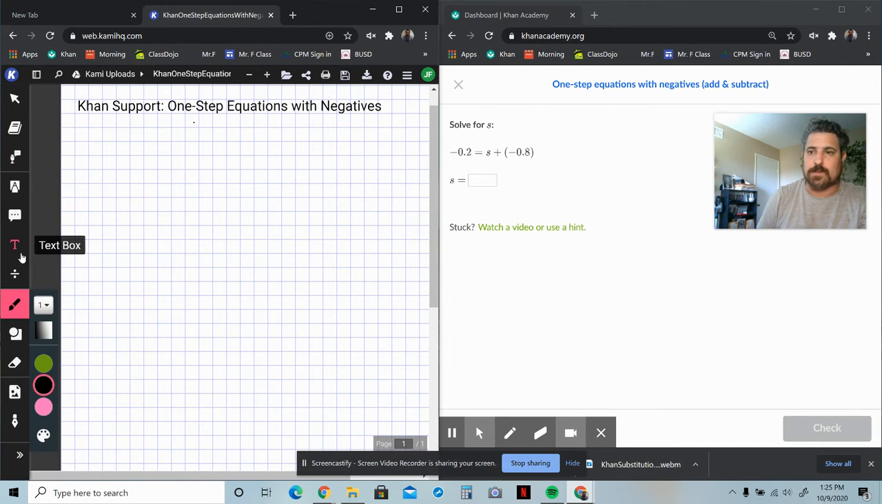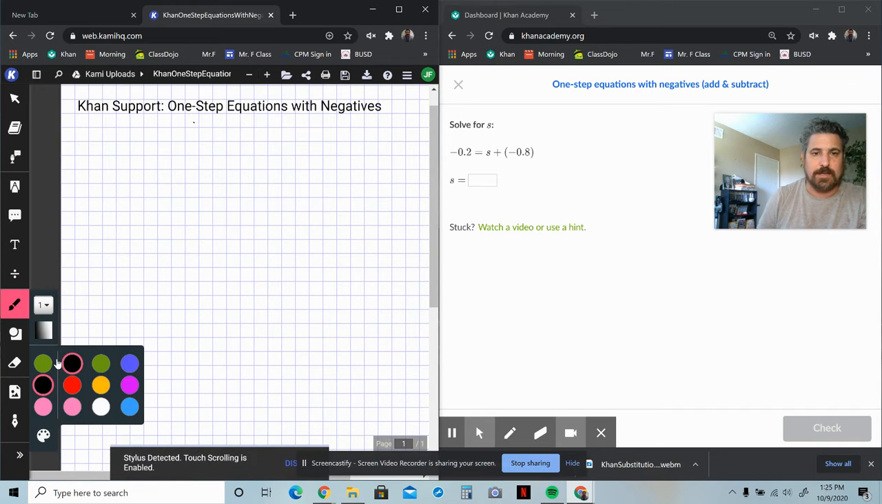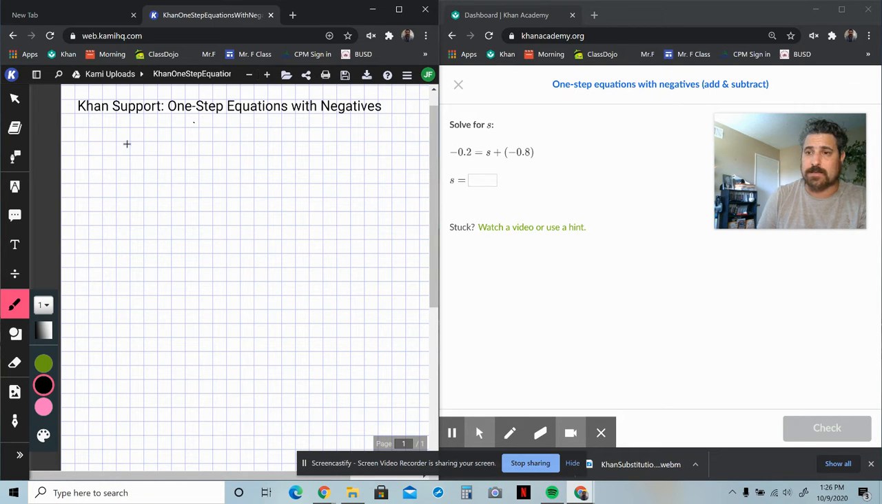So your goal when solving an equation is to get the variable by itself. And you want to make sure that when you find the value of that variable, you check it by plugging it back in and seeing if you get a true statement. So let me show you kind of an example of what this would look like.